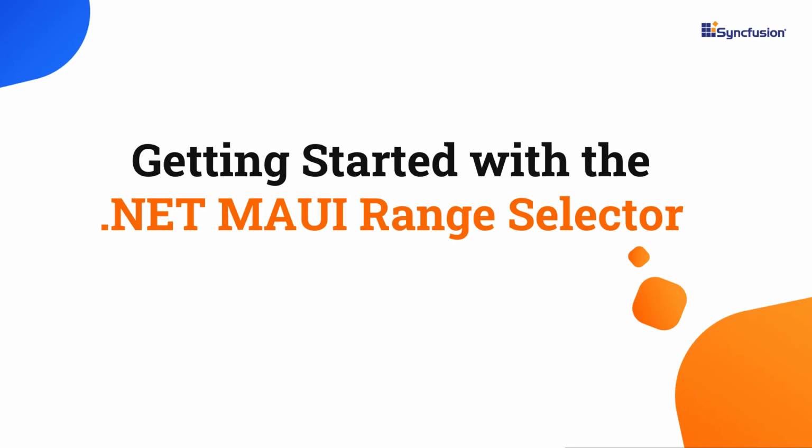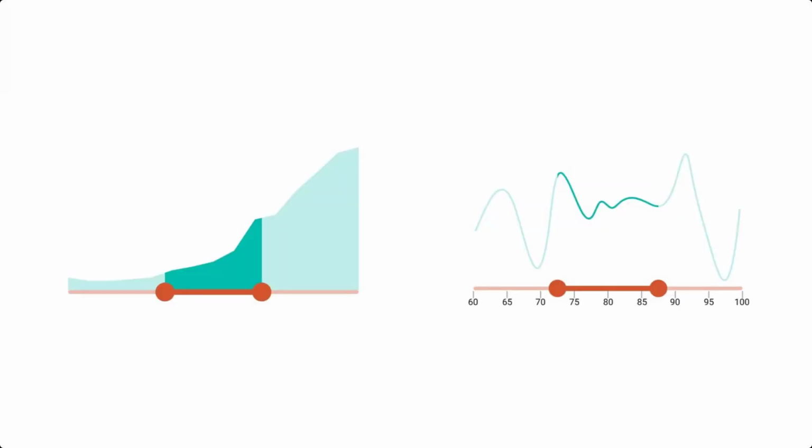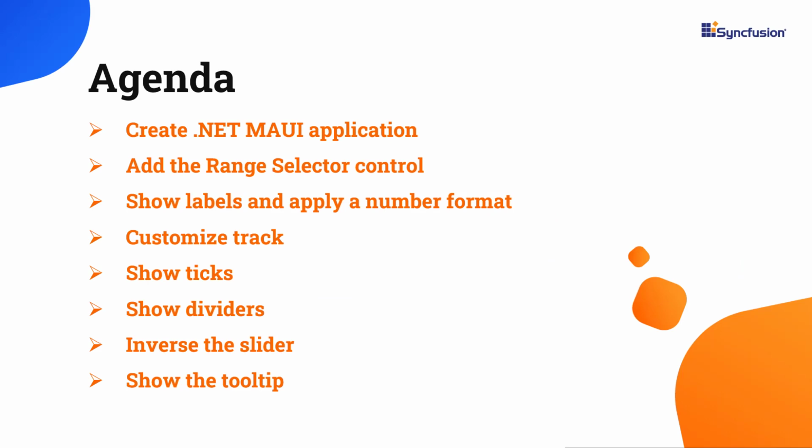Hi everyone, welcome to this tutorial on how to get started with the .NET MAUI Range Selector control. Using the .NET MAUI Range Selector, you can select a range of values from a specified dataset. In this video, I will show you how to add the Range Selector control to a .NET MAUI application.